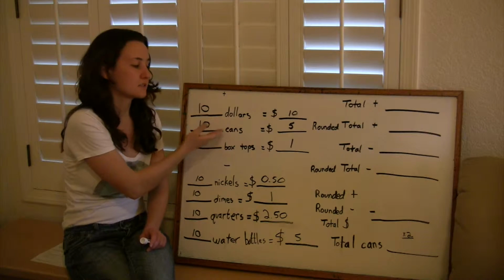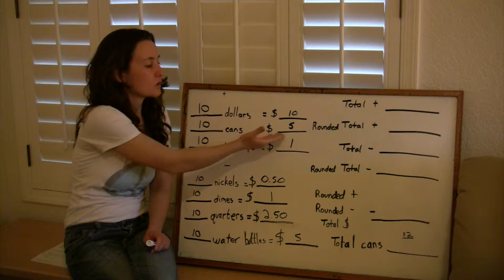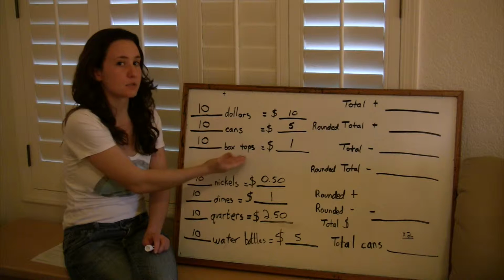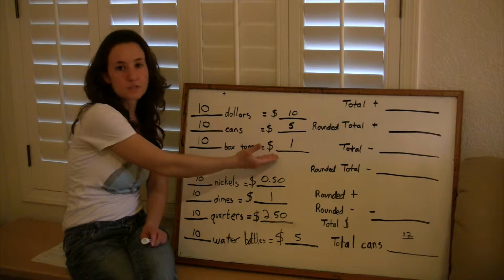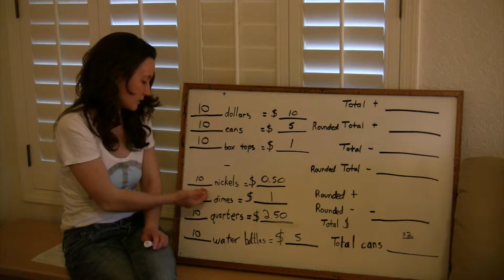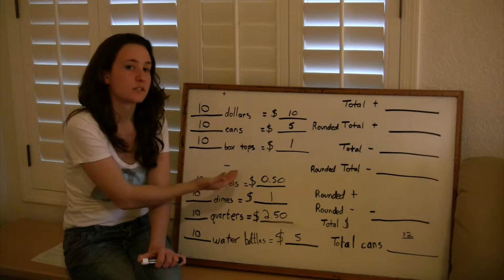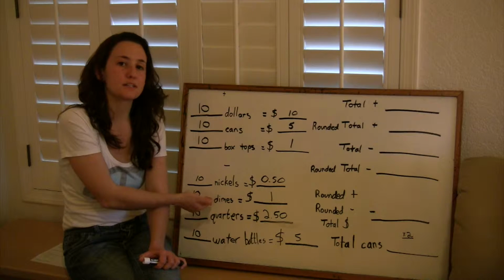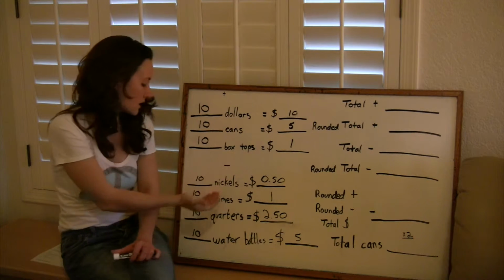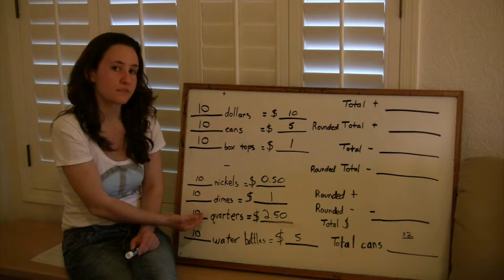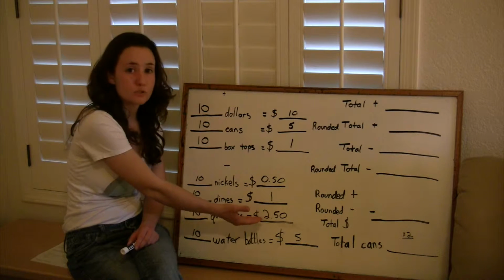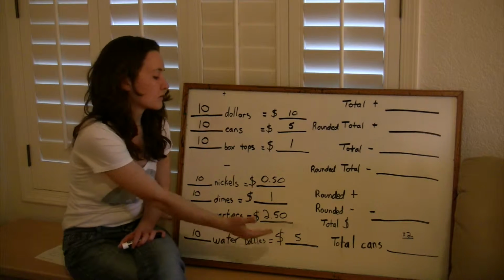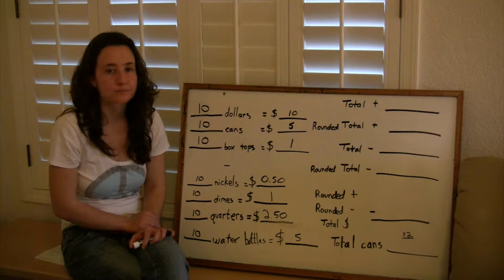The 10 cans, at 50 cents a can, will convert to $5. The 10 box tops, at 10 cents a box top, will convert to $1. The 10 nickels, at 5 cents each, will convert to 50 cents. The 10 dimes, at 10 cents each, will convert to $1. The 10 quarters, at 25 cents each, will be $2.50. And the 10 water bottles at 50 cents each will convert to $5.